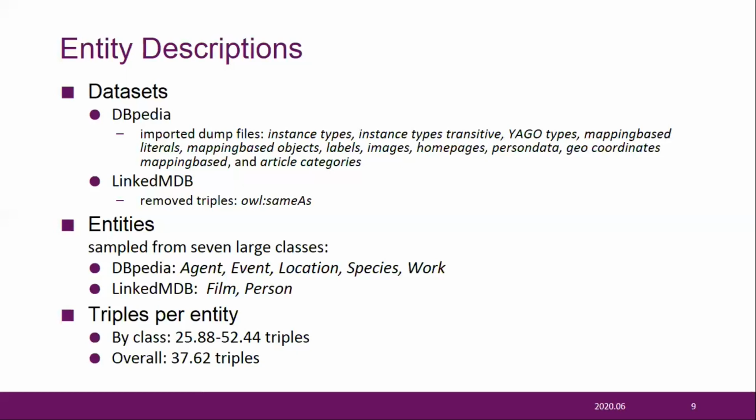We extract their entity descriptions from the RDF datasets, and finally, the number of triples in an entity description in each class is in the range of 25.88 to 52.44. And the overall mean value is 37.62.